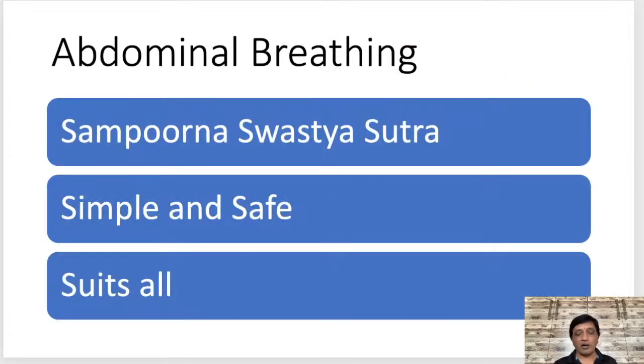And with all these things, we must remember this is a Sampurna Swastya Sutra, and very simple and safe, and it suits one and all. Therefore, it has to be practiced regularly, in a highly disciplined way, and you should learn to do it mindfully because this offers multiple benefits and deserves all the attention. So when doing it, do it mindfully.